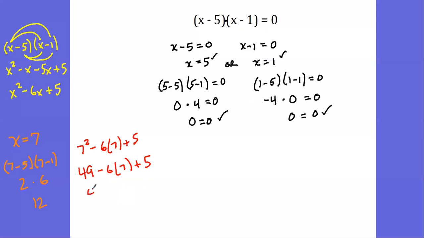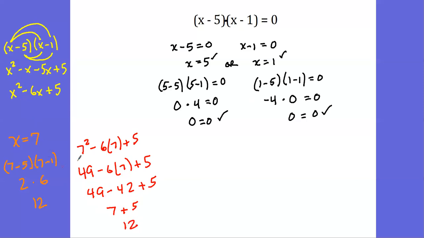And then we take care of any multiplication that we might have. So in that case, we have the 6 times 7, which would be 42. And now we can just work this out from left to right. 49 minus 42 is 7, and 7 plus 5 is 12.